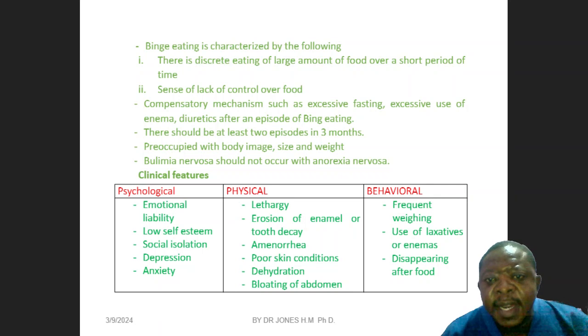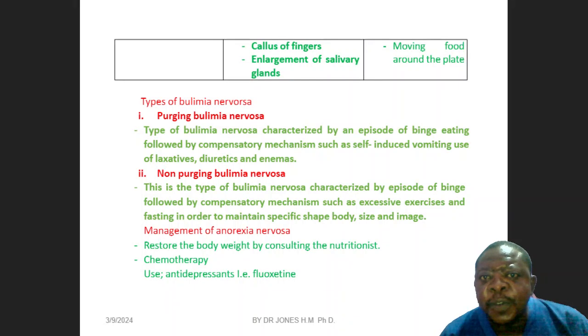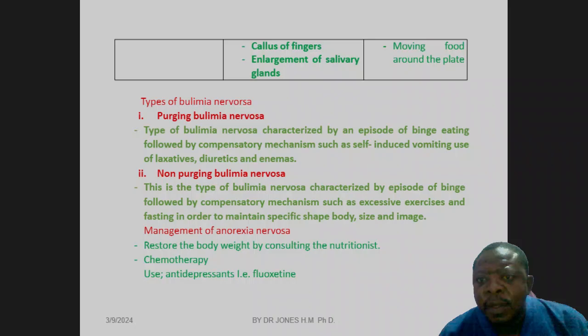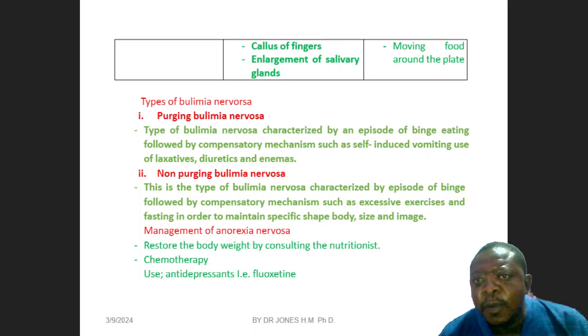Other physical signs of bulimia include amenorrhea, poor skin condition, dehydration, and bloating of the skin. Apart from that, we can have calluses on the fingers and enlargement of salivary glands. So these are some of the physical signs and symptoms that we see in bulimia nervosa. Then the behavioral signs and symptoms include frequent weighing, use of laxatives or enemas, disappearing after food, and also in bulimia, we see patients moving food around the plate.